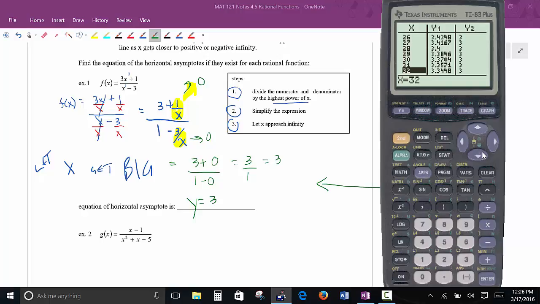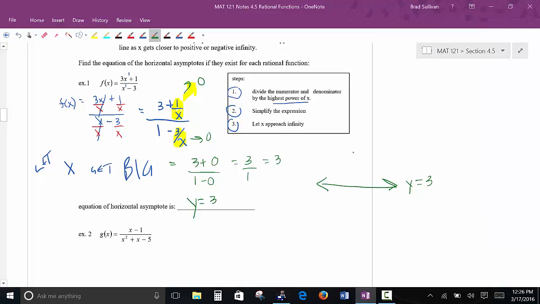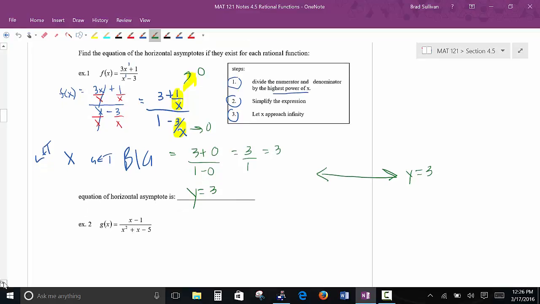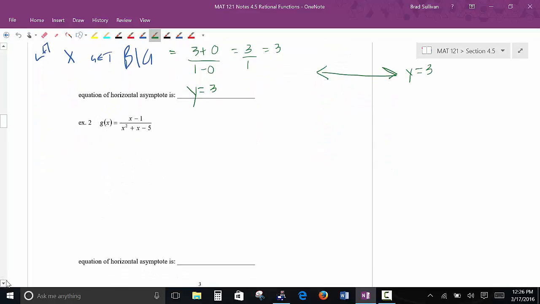So horizontal asymptotes are kind of a limiting value. As x gets bigger or x gets smaller, it's what the graph levels off at. Does that make any sense? Okay, so that's what horizontal asymptotes are. Okay, let's do one more problem this way, and then I'm going to teach you the rules. Okay, you'll appreciate having the rules because you don't have to go through this whole thing again then.